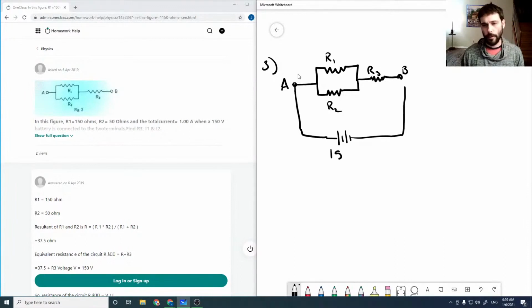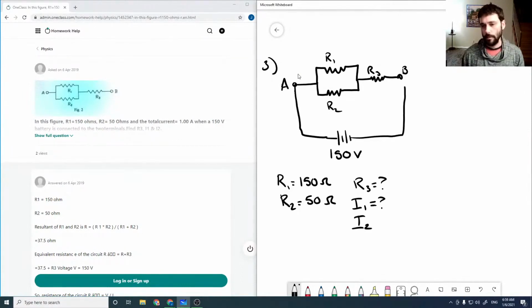through a 150 volt EMF, and we're given that R1 is equal to 150 ohms and R2 is 50 ohms. What is R3? I1 and I2, such that our total current is 1.00 amps.